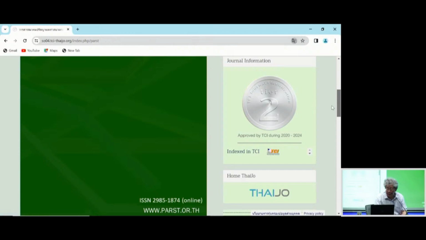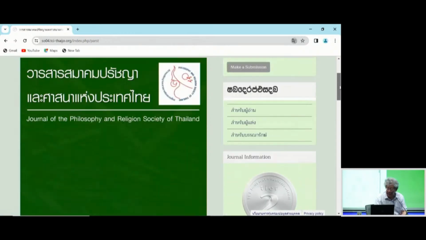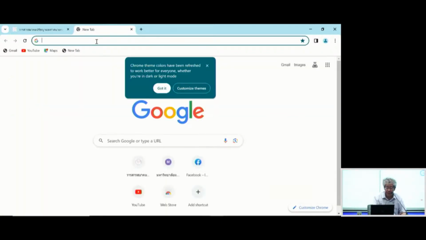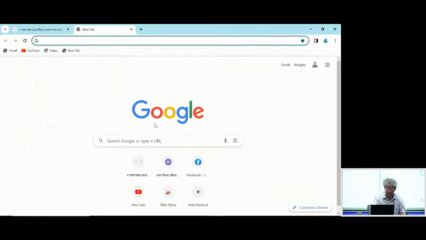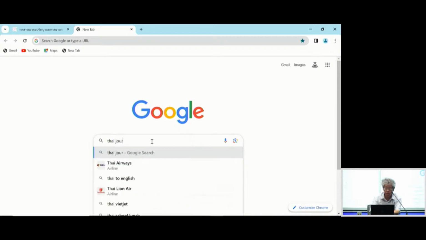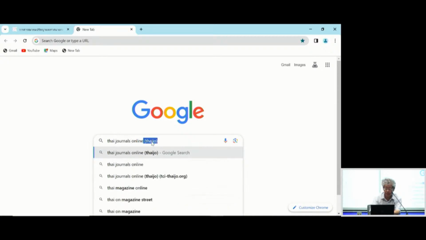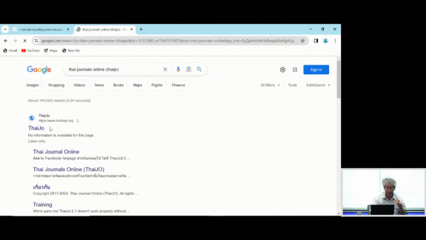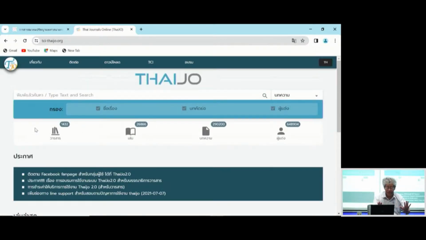The journal is part of TCI, and TCI is managing a general portal to all the journals in the country called Thai Journals Online. I don't remember the URL. Thai Journals Online. I hope it won't come in Sinhalese again. No Sinhalese here, only Thai. Okay.